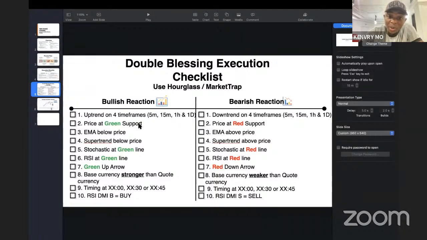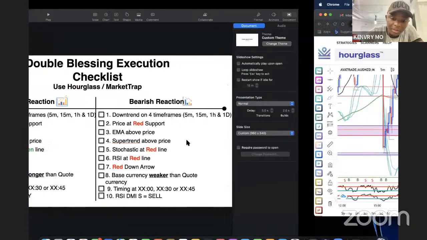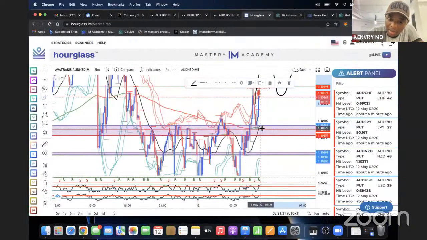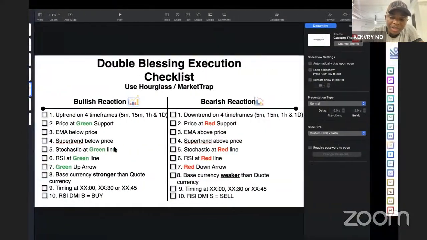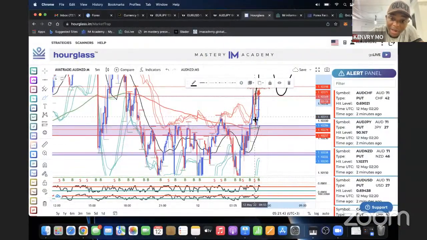And that green support was your area you marked out, so the hourglass aligned with it. Then number three is what? EMA. Can you see the effect of EMA on this market? All right, so that's number three. Number four, super trend. The price can touch the super trend. So this is even more of a stronger one because there's contact, on EMA and super trend at the same time.